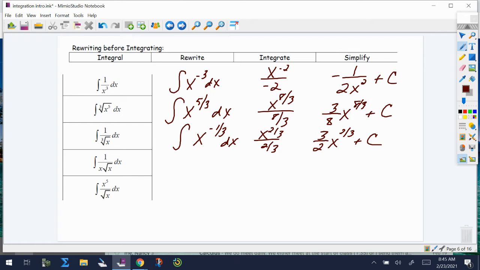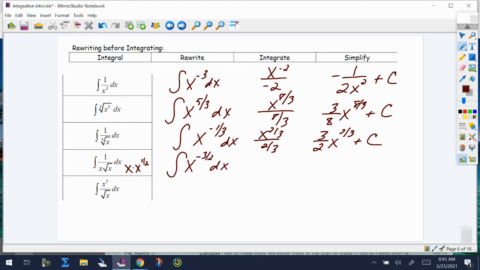So the next one has an x on the bottom, and it also has an x to the 1/2 on the bottom. So you're going to have to add exponents. So this is using exponent rules. So you get x to the 3/2, but because it's on the bottom, you want to write it as x to the negative 3/2 when you rewrite it.